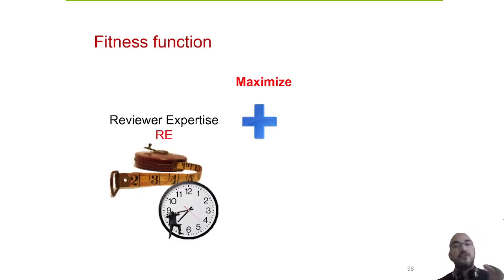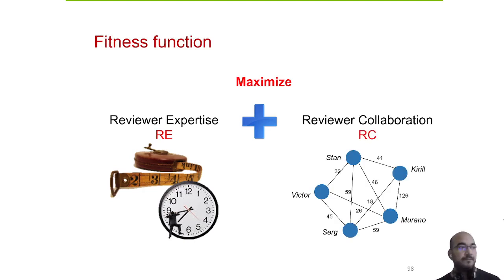So the fitness function here is clear. We have the expertise on one side, and we have the collaboration on the other side. Both of them are to be maximized. So our fitness will be the aggregation of these two measurements together.